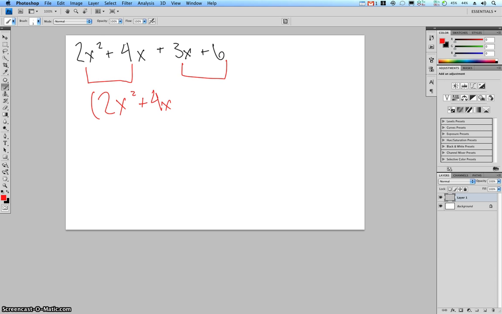So start with making this parentheses, plus 3x plus 6. Now that you're at this stage, you can factor these two terms individually. To begin with, you need to find something that factors out from the first term. From both of these you can factor a 2 out, because you can divide a 2 from the first term and a 4 from the second term. So you can factor out a 2, and when it comes to variables you can factor out 1x.